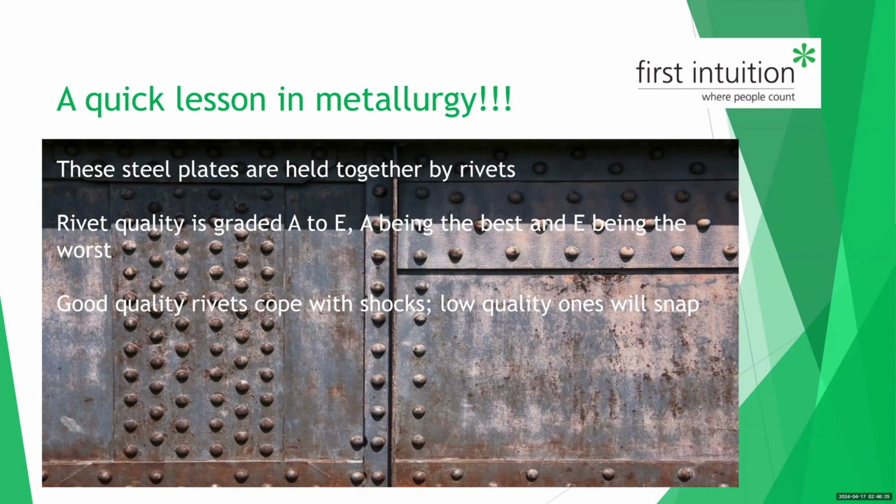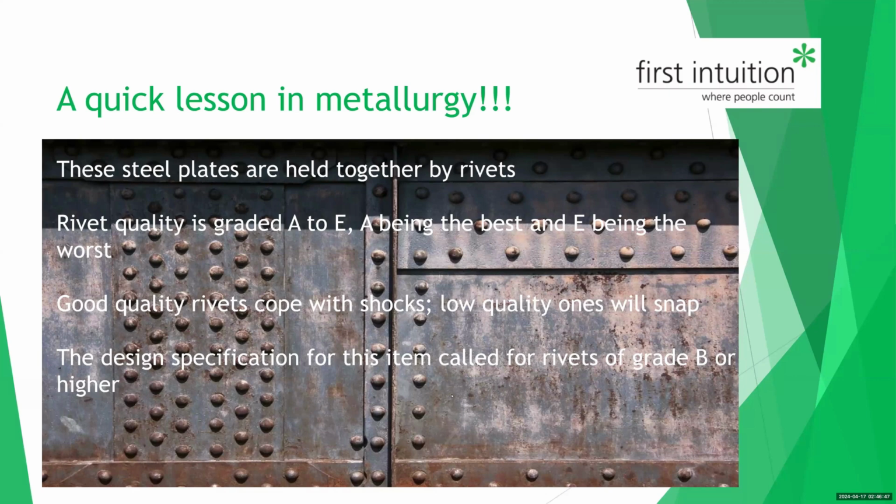So, as you can imagine, when you're joining sheets of metal together like this, depending on the usage of the metal, you will specify a certain quality of rivet. And for this particular construction, the design specification said that rivets of grade B or better were needed. So A's or B's were good enough. Anything less than a B was not good enough for the specification.